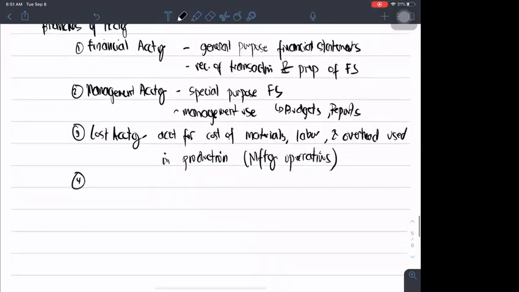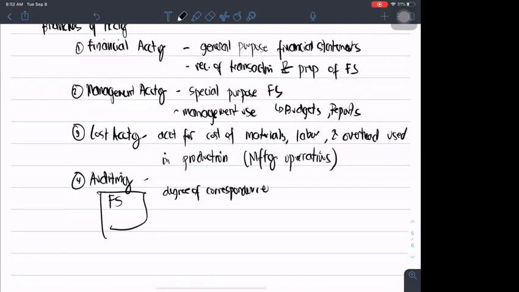Fourth one, we have your auditing. Okay, so auditing is a systematic process of objectively obtaining and evaluating evidence regarding economic assertions and events, and ascertaining their degree of correspondence between assertions and criteria. So generally, what we have here is a financial statement. This financial statement, we ascertain the degree of correspondence of these assertions to the criteria.